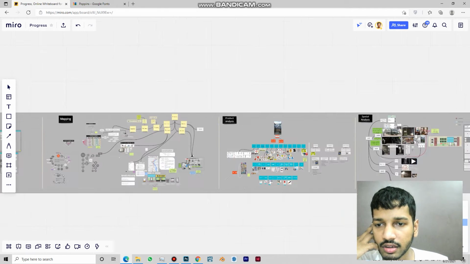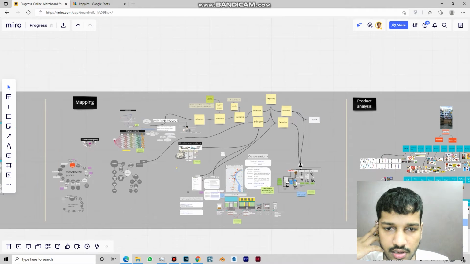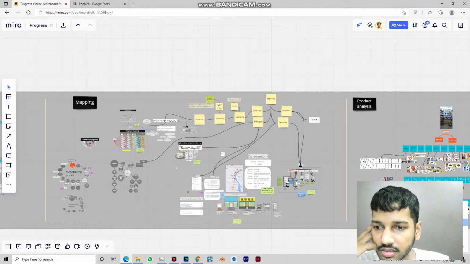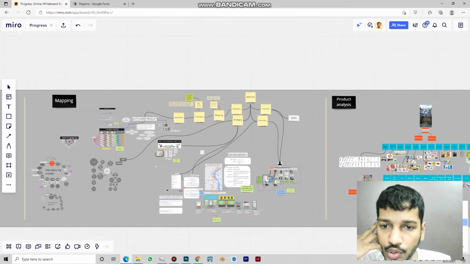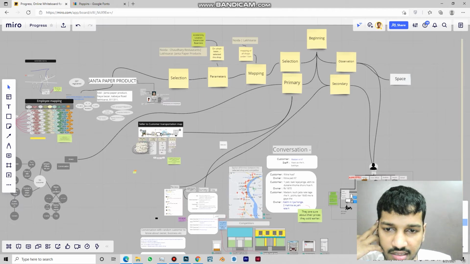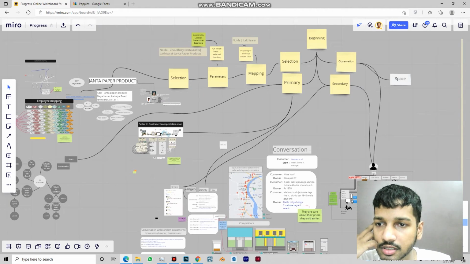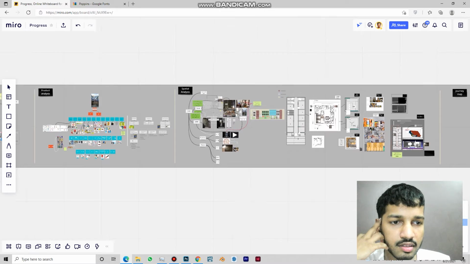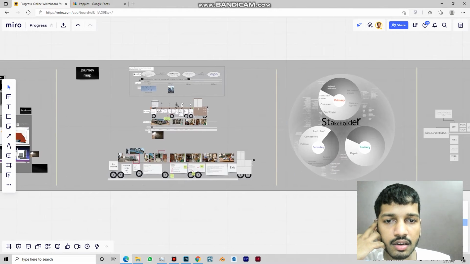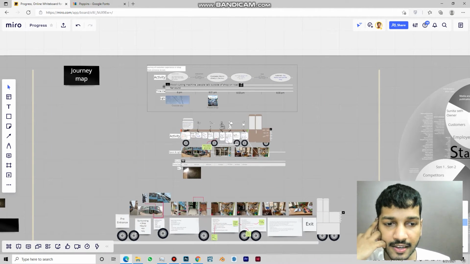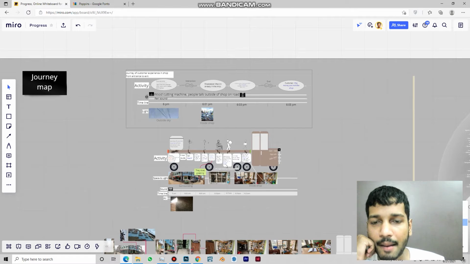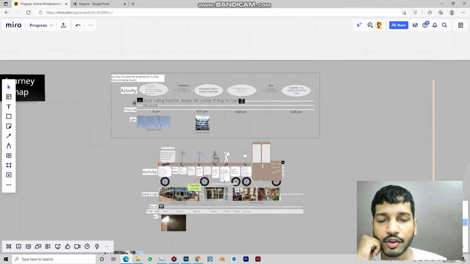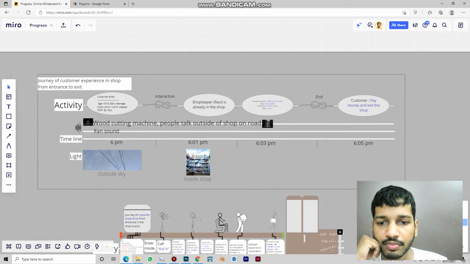I hope I have talked about all the mapping: customer mapping, language mapping, manufacturing, employee, survey, customer selection. Yes, most of the mapping is done. I'm at the journey mapping place. We all made three maps in my group. This is the basic one.